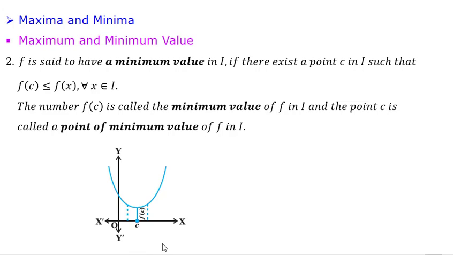Now see here in this graph, at point C we are getting the minimum value, which is this value, right? At all other points, if you see the value of the function, it is more than f of c.